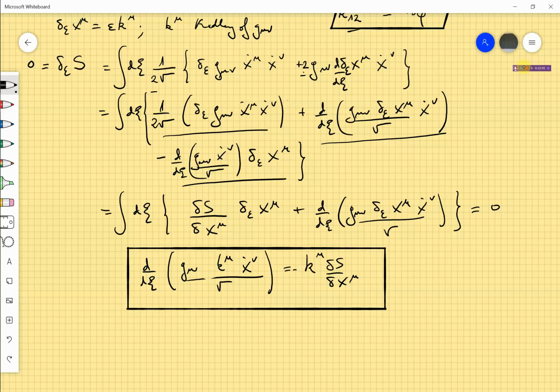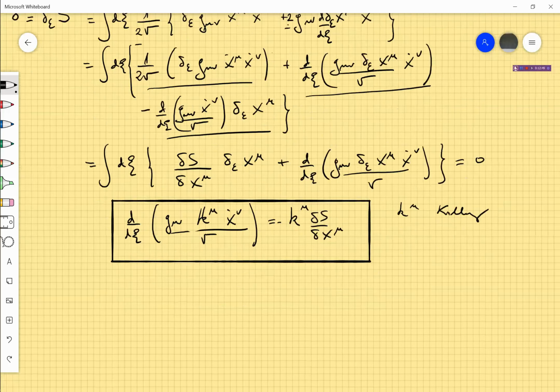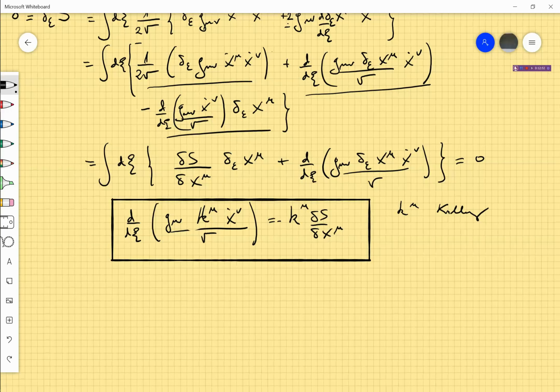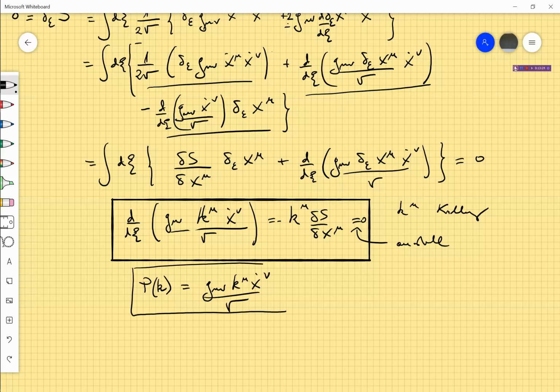Okay, here the assumption is that k mu is Killing, and this is always true. Now what happens is that if the equations of motion are satisfied, so this is on shell, this is a conserved quantity, which we can write as a sort of momentum associated to this Killing vector k, given by g mu nu k mu x dot nu, divided by this square root that disappears when we use the proper time. And this is the conserved quantity.